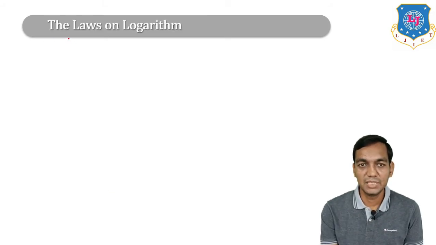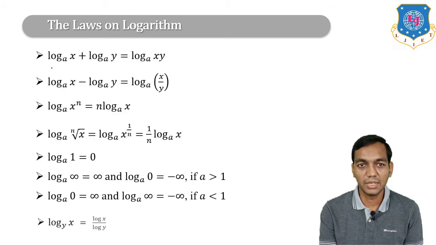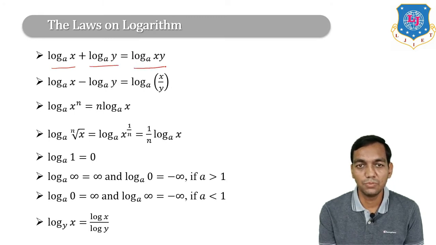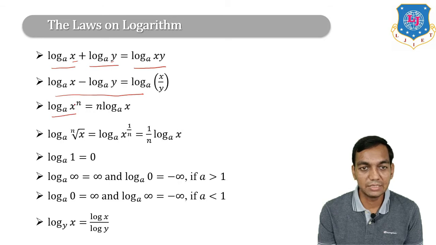Done? Now we are starting with the basic laws of logarithm. So the first law is log x plus log y with the same base is going to be log of xy. That means you have to multiply x and y in the log. Then if you have log x minus log y, then you have to take the division, log of x by y. In the same manner, suppose you have log of x raised to n, then whatever the power n you have, it is going to be a multiplication of the log.